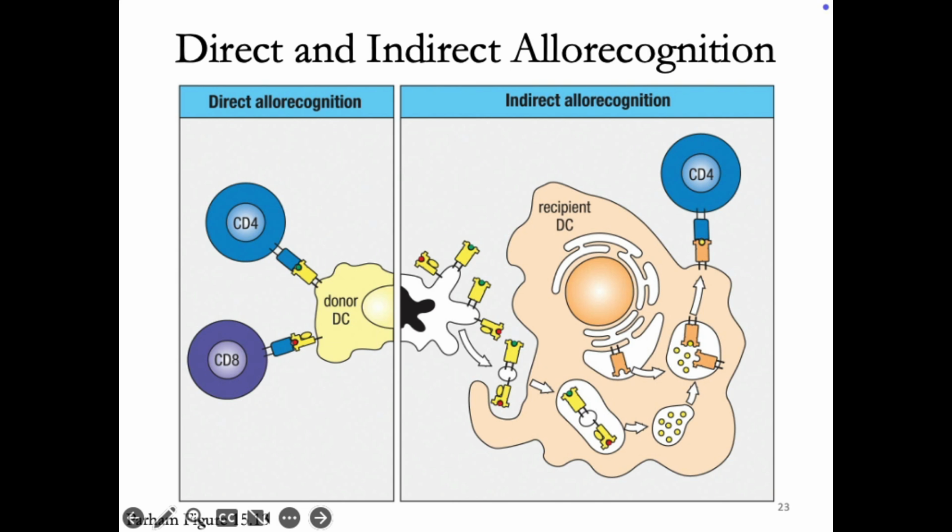And so these are the two ways that mismatched MHC can lead to activating T cells, which will result in acute rejection.